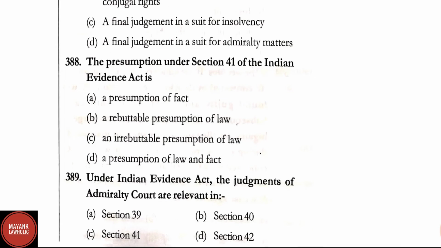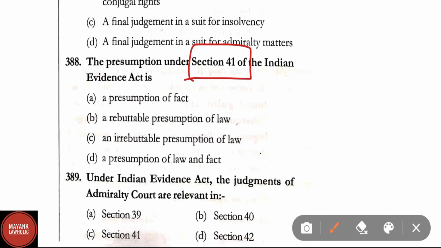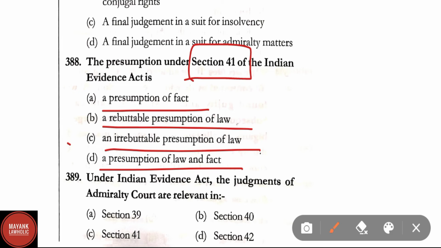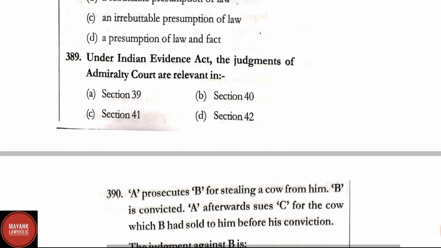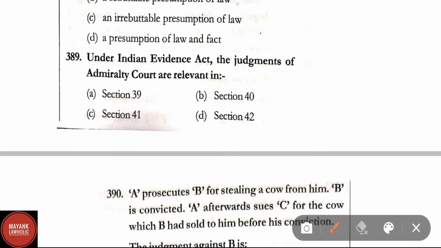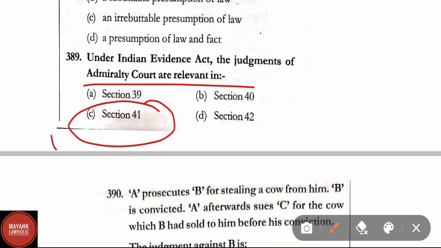Question number 388. The presumption under section 41 of the Indian Evidence Act is a presumption of fact, a rebuttable presumption of law, an irrebuttable presumption of law, a presumption of law and fact. Correct answer is option C, that is an irrebuttable presumption of law. Question number 389. Under Indian Evidence Act, the judgments of Admiralty Court are relevant in. Correct answer is option C, that is section 41.